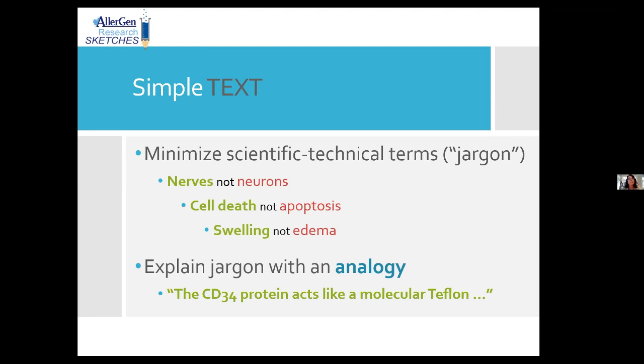An analogy is a commonplace comparison that the average, non-expert reader would find familiar. So in our AllerGen network, which is a health research network, we might use an analogy like a cell is like a factory, or DNA is like a spiral staircase. One that we've used before is the CD34 protein acts like a molecular Teflon. It coats the surface of cells, allowing them to slip into the tissues without getting stuck.